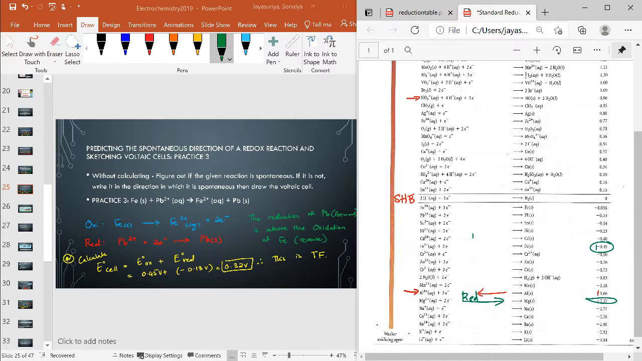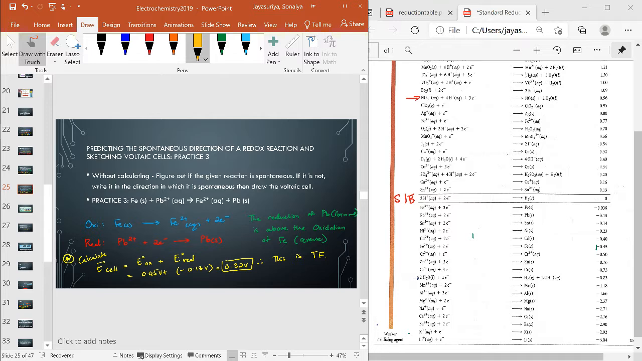We are looking at iron again. So iron is going from 0 to +2, and then lead is going from +2 to 0. So lead is being reduced, iron is being oxidized.